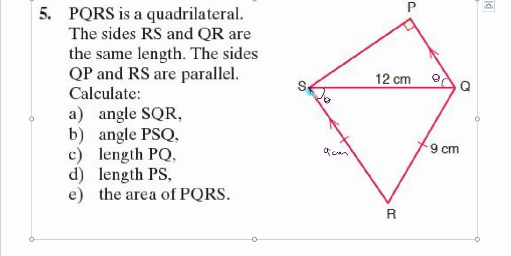Angle SQR, so we find this angle. Angle PSQ, we're supposed to find this angle. Length PQ, we're going to find this length. Then length PS, which is this. Okay, and find the area of PQRS. That means the whole quadrilateral.